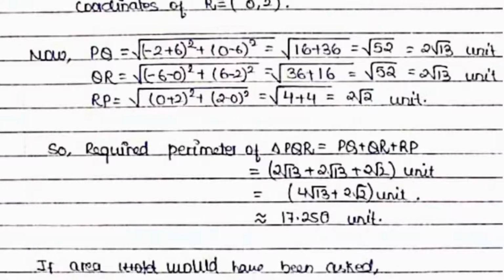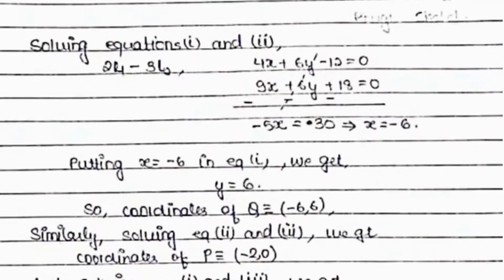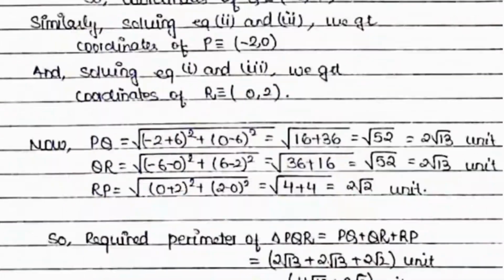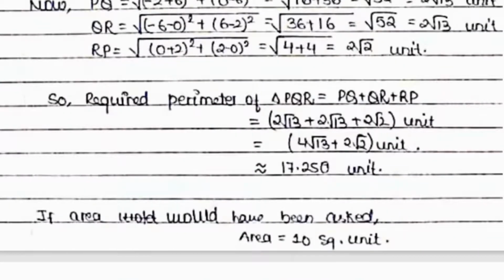So how did we solve it? Firstly we calculated the values of x and y, then we figured out the coordinates of the intersection points. We can name them P, Q, R according to the way you define the intersections. Then we find the distances PQ, QR and RP, and further we add the three to get the answer, that is 17.250 square units.